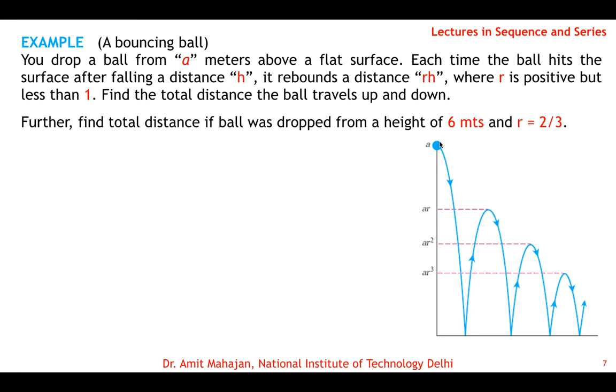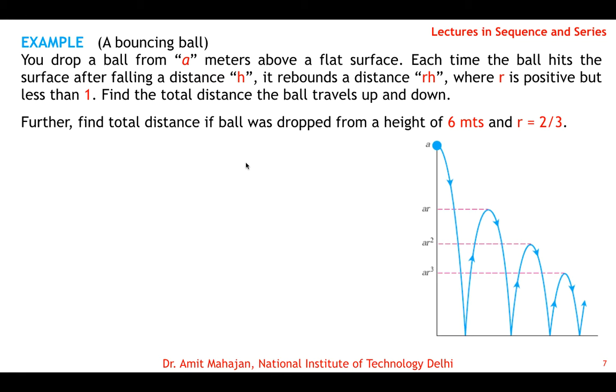The problem says that there is a ball which is dropped from a height of a meters from the flat surface. Once it reaches the surface, it bounces back, rebounds to a height r h. So if it initially drops from a, it will rebound back to ar. Okay, and then it goes back down, and so it will again rebound. So it started from ar, so it will go back to ar square. Then it rebounds to ar cube, then ar 4, ar 5, and so on. It will continue like this, on and on, as n tends to infinity.